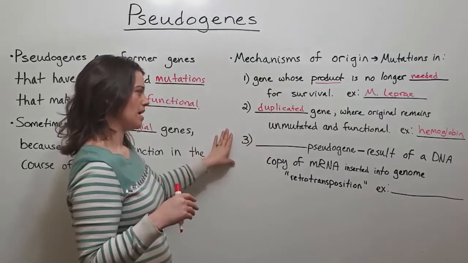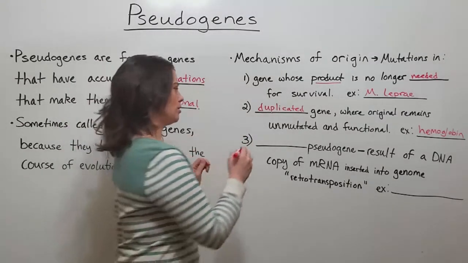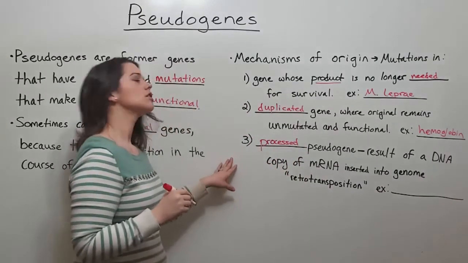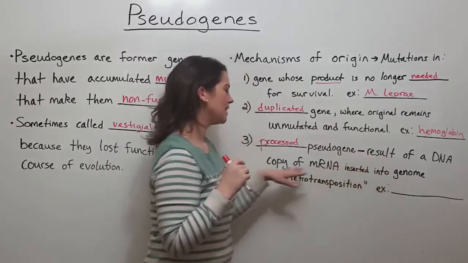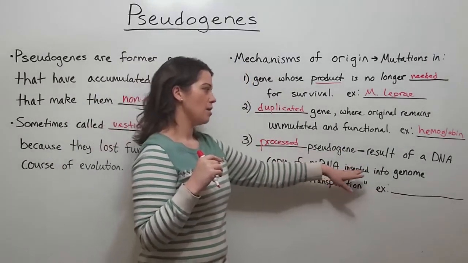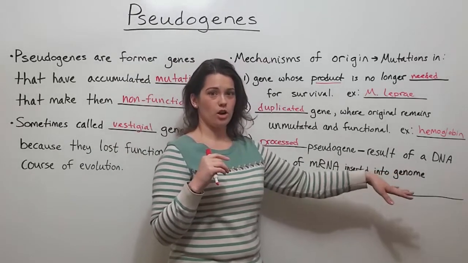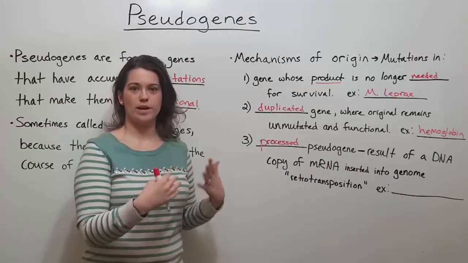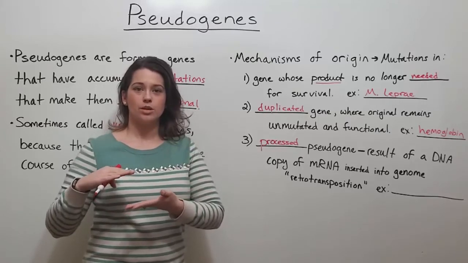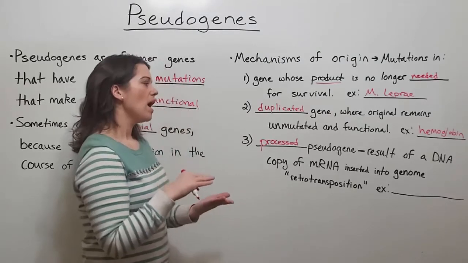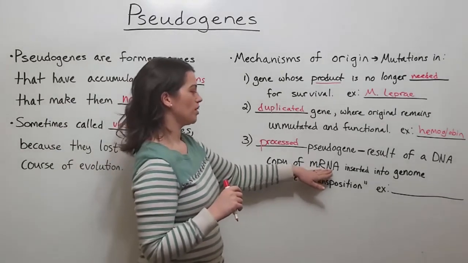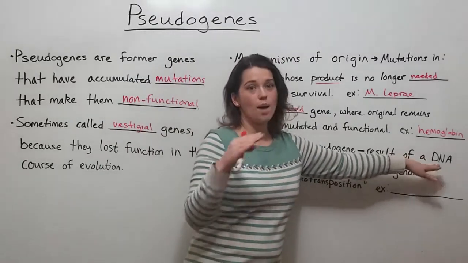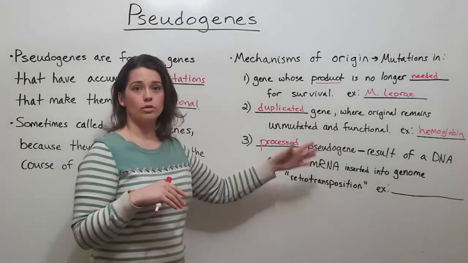The final mechanism is what we know as a processed pseudogene. A processed pseudogene is a result of a DNA copy of mRNA being inserted into the genome. So remember that through the normal course of genetic information flow in a cell, you have DNA being used as a template to make mRNA. Well, sometimes you can have a situation where the mRNA is used as a template and the DNA is a copy of the mRNA. That's called reverse transcription.